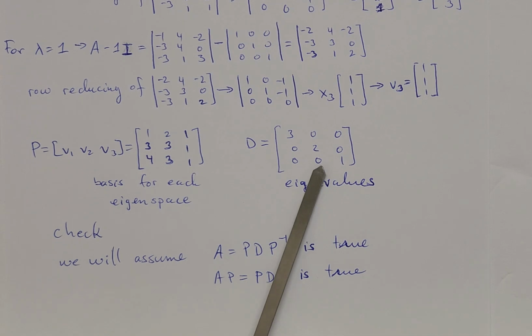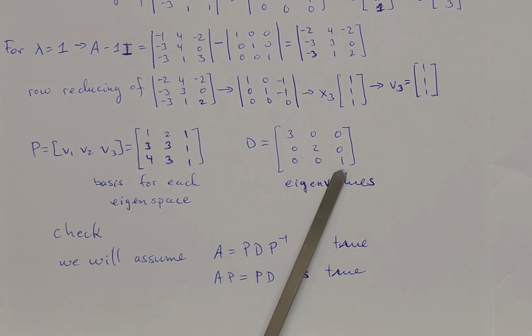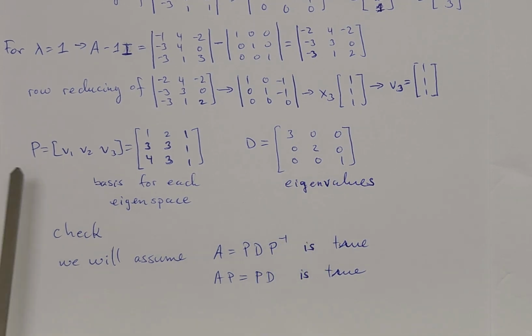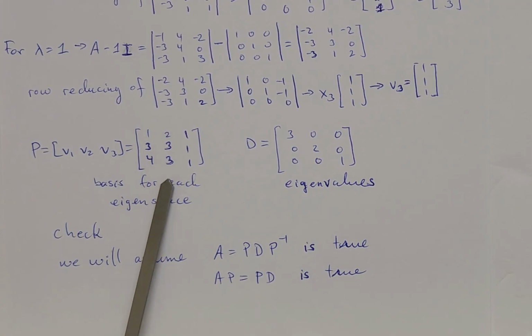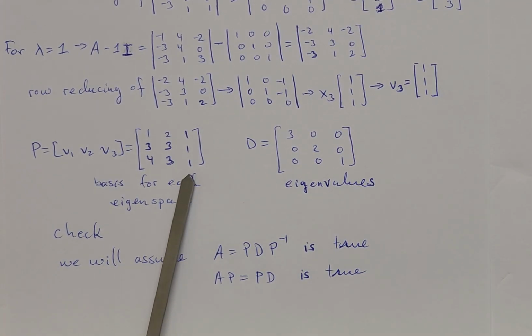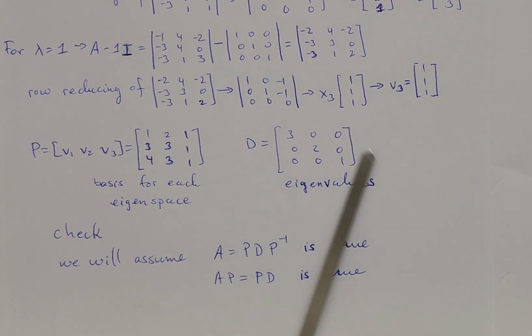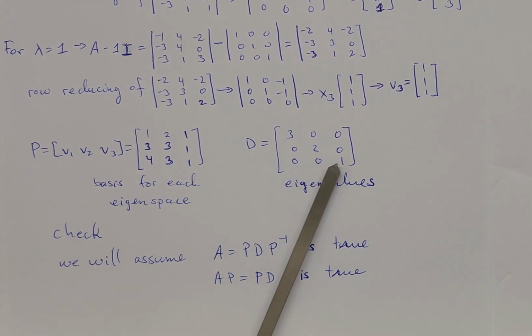The D matrix is the eigenvalue only. One more time, P is the basis or vectors that belong to the eigenvalues. Matrix D only has the eigenvalues. And for the sake of time and process, we will just assume that this format and the second format is true.